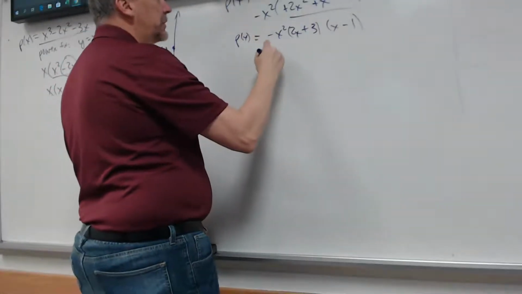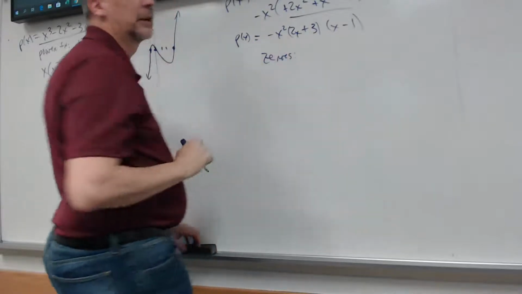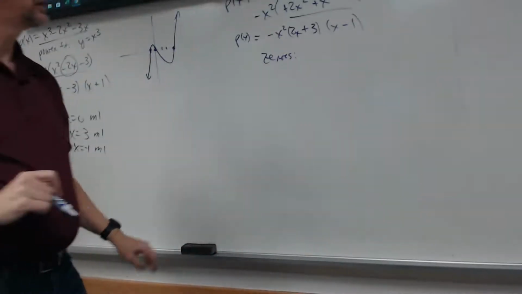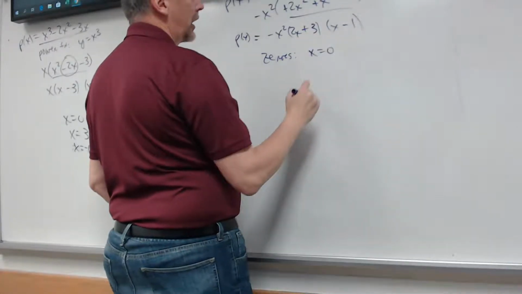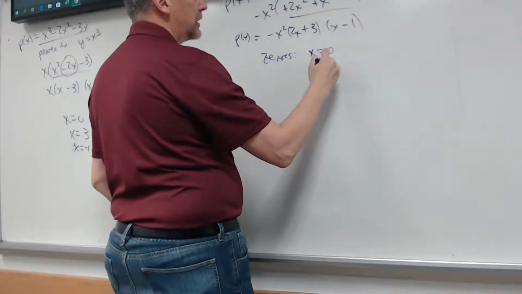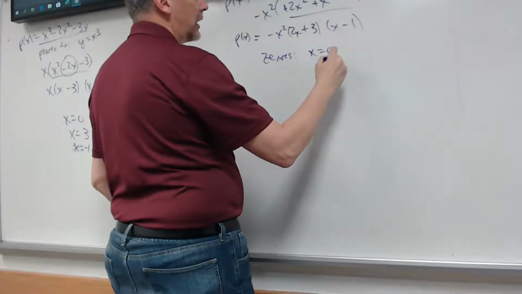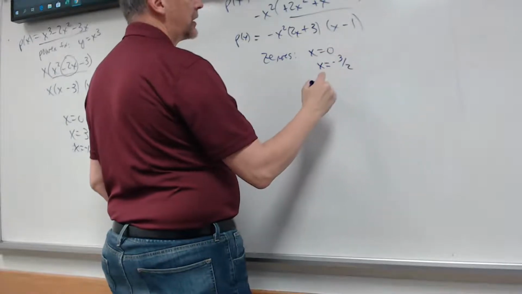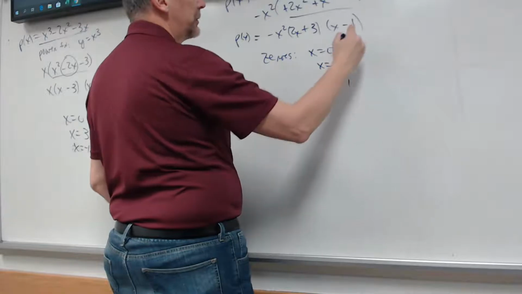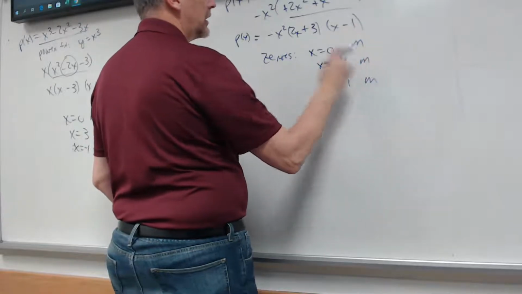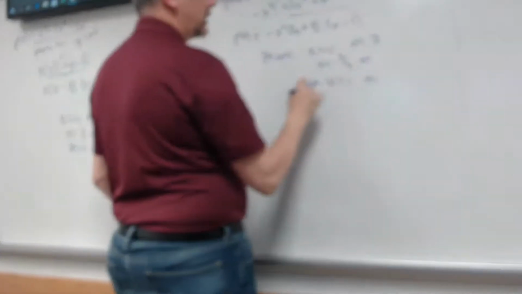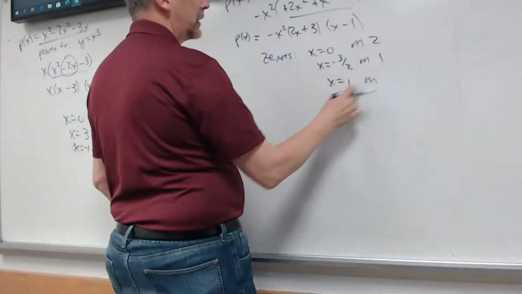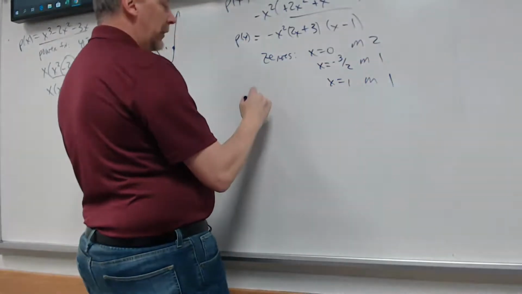So my zeros are at x equals 0, x equals negative 3 halves, x equals 1. What are my multiplicities? At 0, I've got a multiplicity of 2, then 1, 1, and 1. What's my power function?